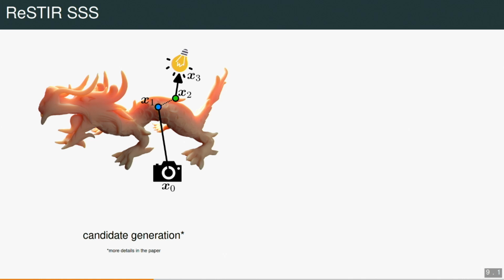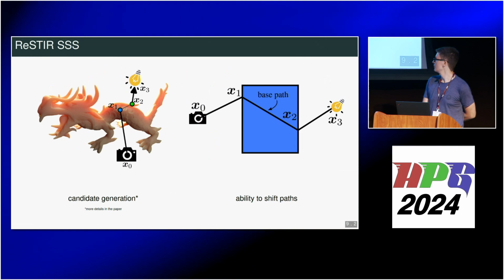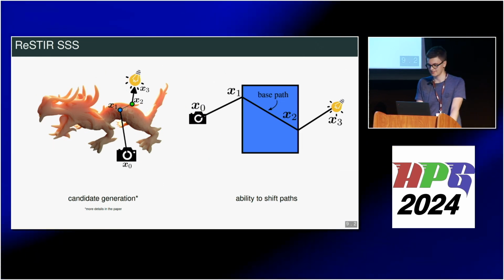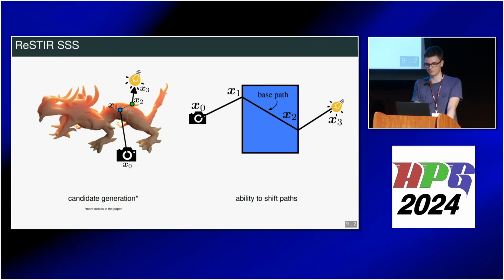This means for our ReSTIR subsurface scattering algorithm, we need two things. The first one is we need to generate subsurface candidate paths. And this is mainly the same as I've already explained to you in the beginning of the talk with some specifics regarding ReSTIR, and you can find more information about this in the paper. What I want to focus on for the rest of the talk is the ability to shift subsurface scattering paths.